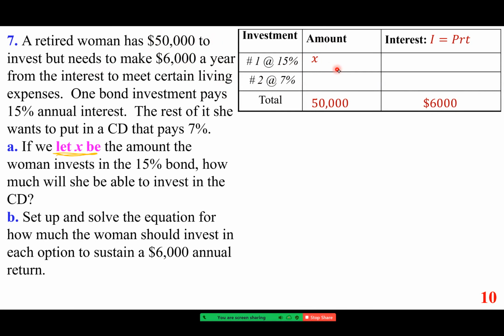So if that is the case, how much do we need here? If the total is 50,000, if we have X amount, the rest of it goes in here. That means 50,000 minus X goes in here. So how much interest do we pick? Well, I equals PRT. This is 15%, so 0.15 times X, and T is 1, 1 year. This annual interest refers to 1 year. So this is 0.15 times X here. This is 0.07 times this amount, 50,000 minus X. 0.15X plus 0.07 times 50,000 minus X. And these two must add up to give us $6,000.